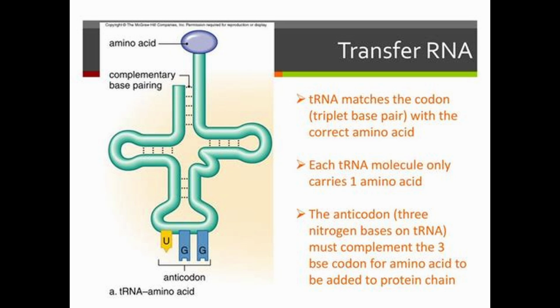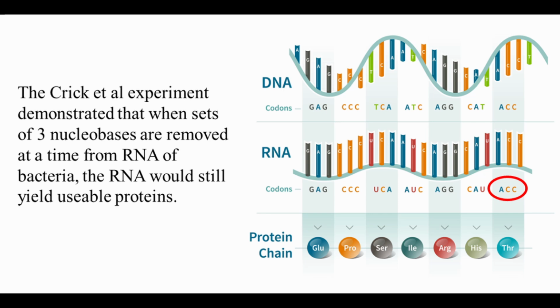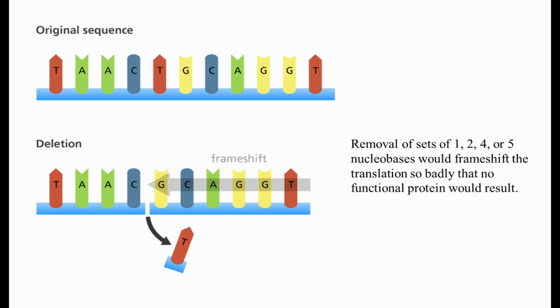George Gamow had predicted. The Crick et al. experiment demonstrated that when sets of 3 nucleobases are removed at a time from RNA of bacteria, the RNA would still yield usable proteins. However, removal of sets of 1, 2, 4, or 5 nucleobases would frameshift the translation so badly that no functional protein would result.